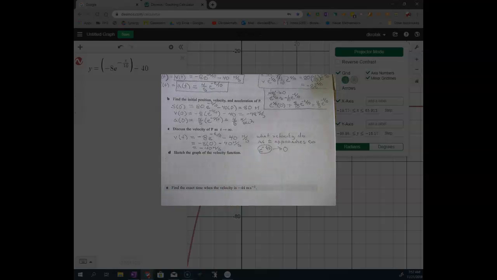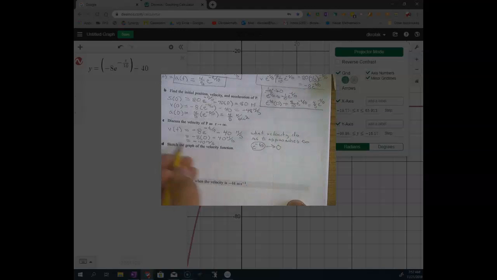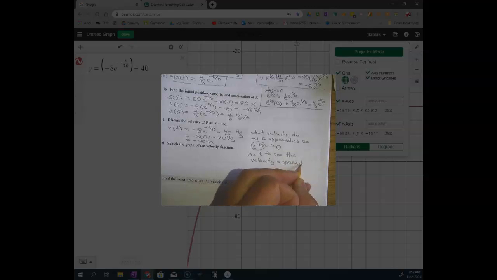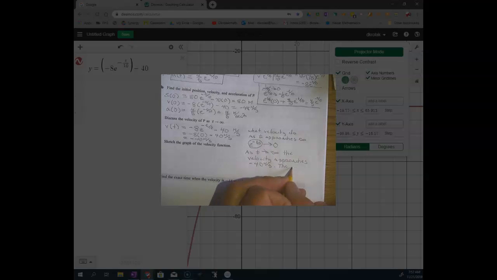Now what does that mean in terms of movement, Balin? Which way is it moving and how fast? Right. So, to answer this question, as t approaches infinity, the velocity approaches negative 40 meters per second. The particle is moving left at 40 meters per second.